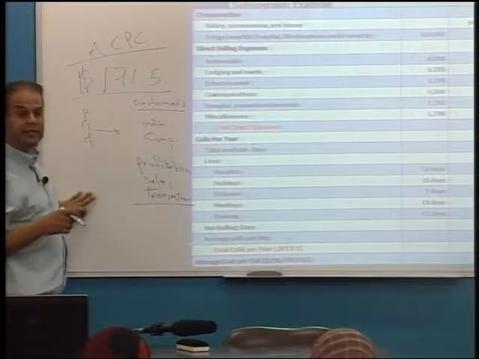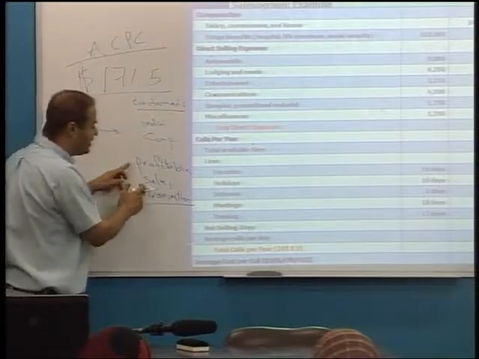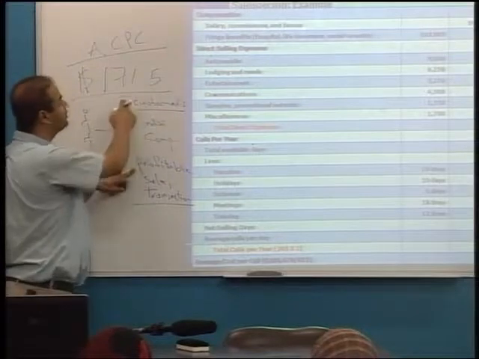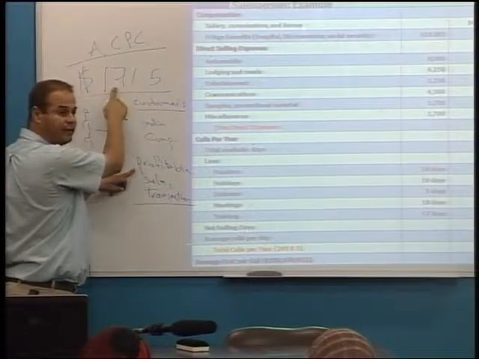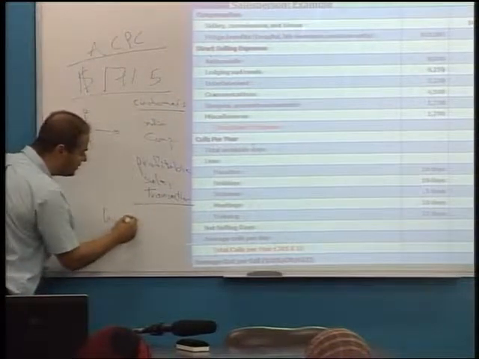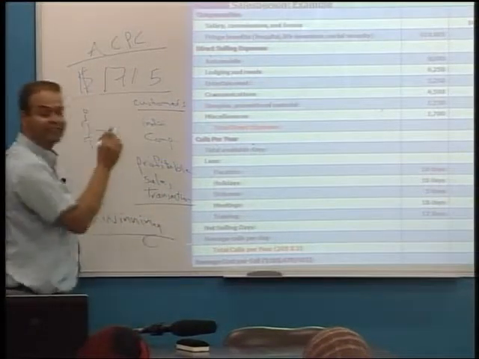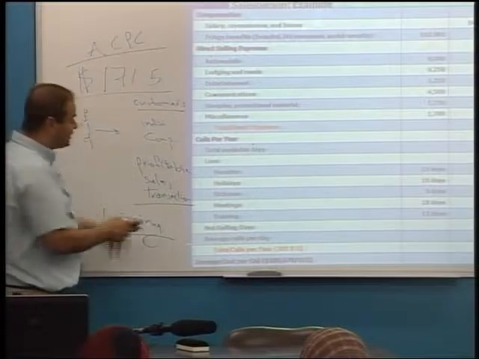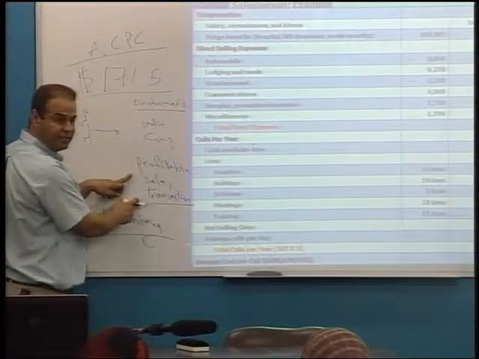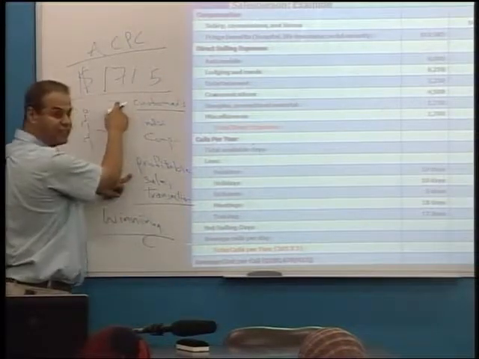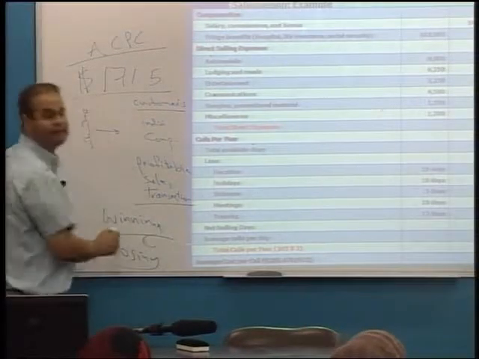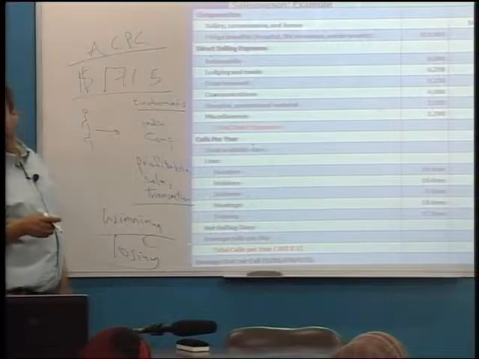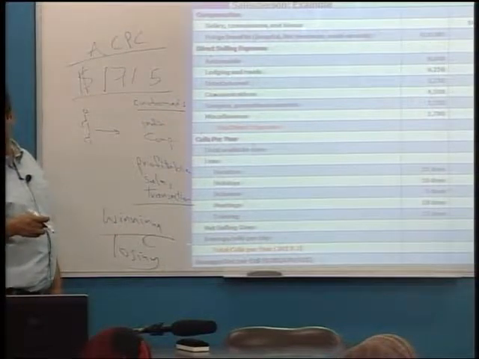Profitable sales transaction. If the profit of the sales transaction is more than this amount of money, then the company is winning. But if the profit of the sales transaction is less than this amount of money, then the company is losing. This is important. Clear?